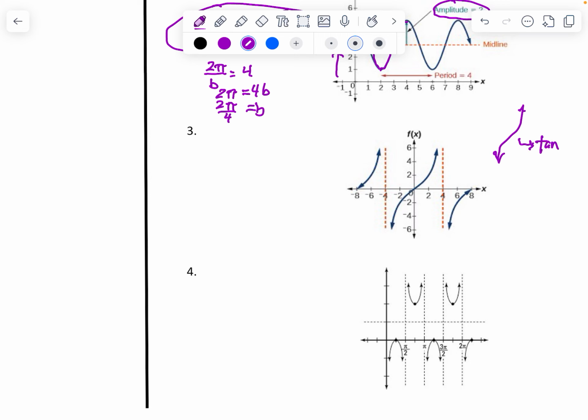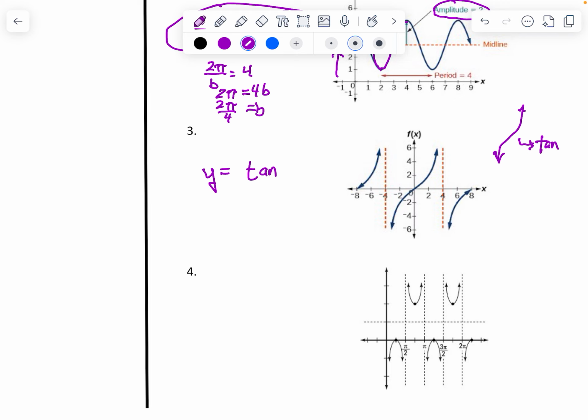So I'm going to start with y equals, and then I'm going to use tangent. Now it has not been vertically shifted. The x-axis is still the midline of my graph. So because of that, I'm not going to have a number being added in front.